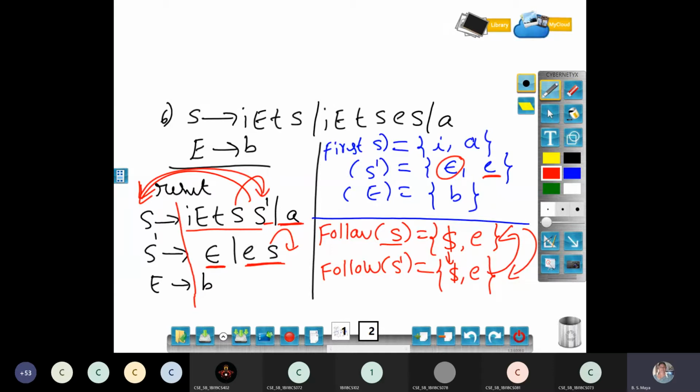What is follow of E? T. Very good. Follow of E is what? You have to check here. What is there here? Small t. There is no doubt. Directly you can write T. Is anything left out in this? It's all done.